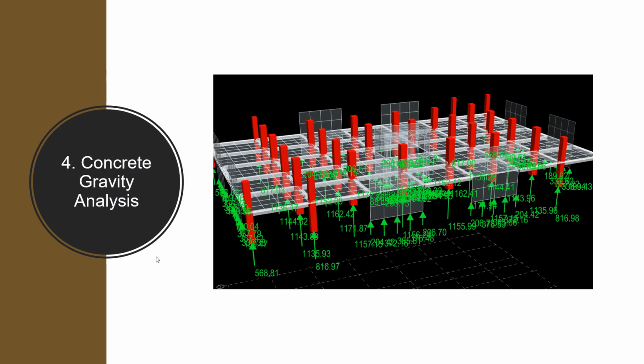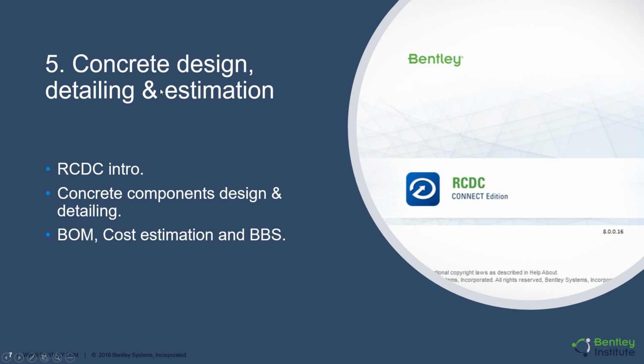After the verification of results using the post-processing, we go to the 4th stage, which is performing the gravity analysis in RAM Concrete. So here we can see the load path, the reactions of all the floors from top to bottom. Okay, and then in step 5, we import these results in RCDC program to do the design and detailing of our concrete components, such as beams, columns, shear walls, foundations, such as isolated footing, pile cap, slabs, staircase, cost estimation, bill of materials, bar bending schedule.